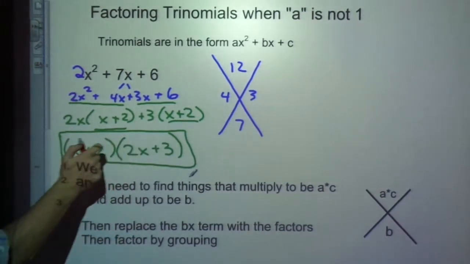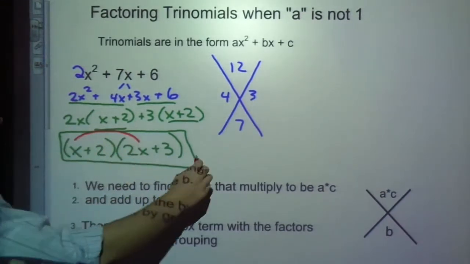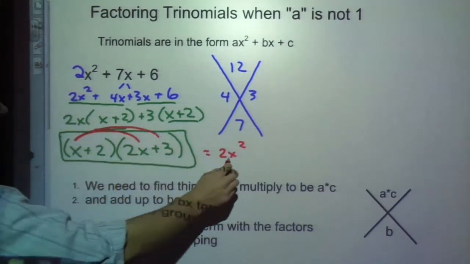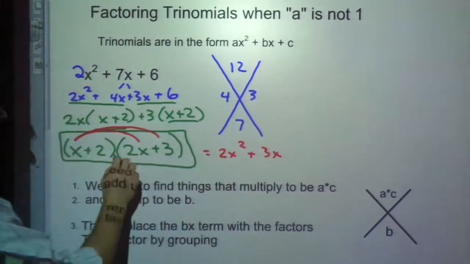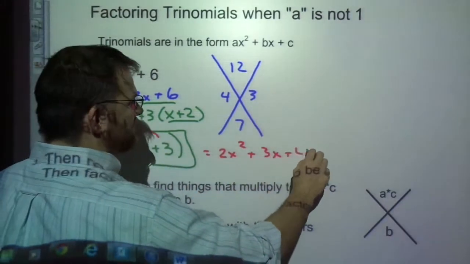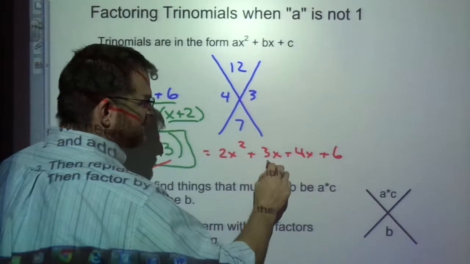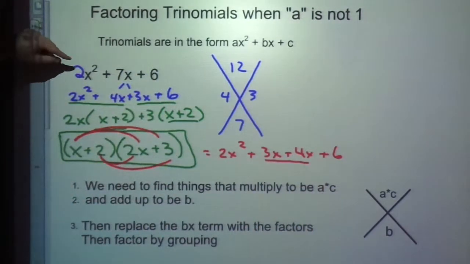So x times 2x, if I FOIL this, that is 2x squared. This part is 3x. This part is 4x. And this part is 6. These guys combine to make 7x, so that's what I start with: 2x squared plus 7x plus 6.